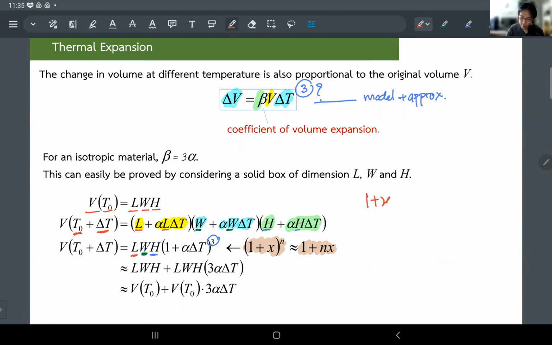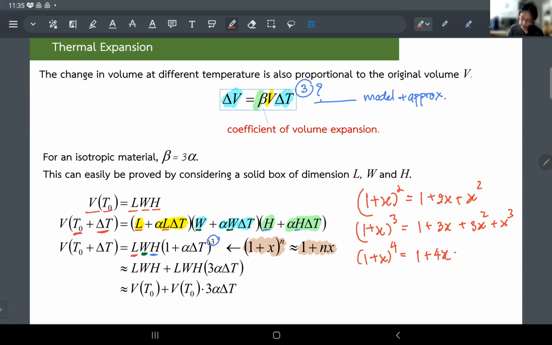1 plus x squared. This is a complete square. Everyone knows how to do this. That's good. Cube is still doable. So you see 1 plus 3x plus 3x squared plus x cubed. I think to the 4th power, you guys will still be able to do it. So it's 1 plus 4x plus 6x squared plus 4x cubed plus x to the 4th, on and on. You can still use whatever formula you have used before. But then here comes the kicker.